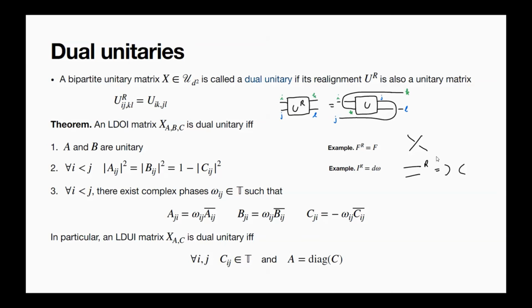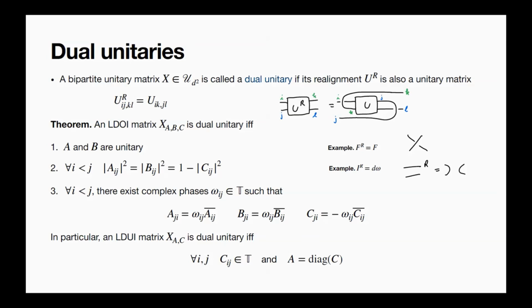Here is an example. The flip operator is a dual unitary because, of course, the flip is a unitary matrix, and when I permute these two legs here, it's invariant, so nothing changes. So it is a dual unitary. However, the identity operator is not a dual unitary, because look what happens when I permute this leg here and this leg here of the identity matrix. I get the maximally entangled state, and the maximally entangled state is a rank-one operator, so it's not a unitary matrix. So think of the flip as the typical dual unitary matrix.